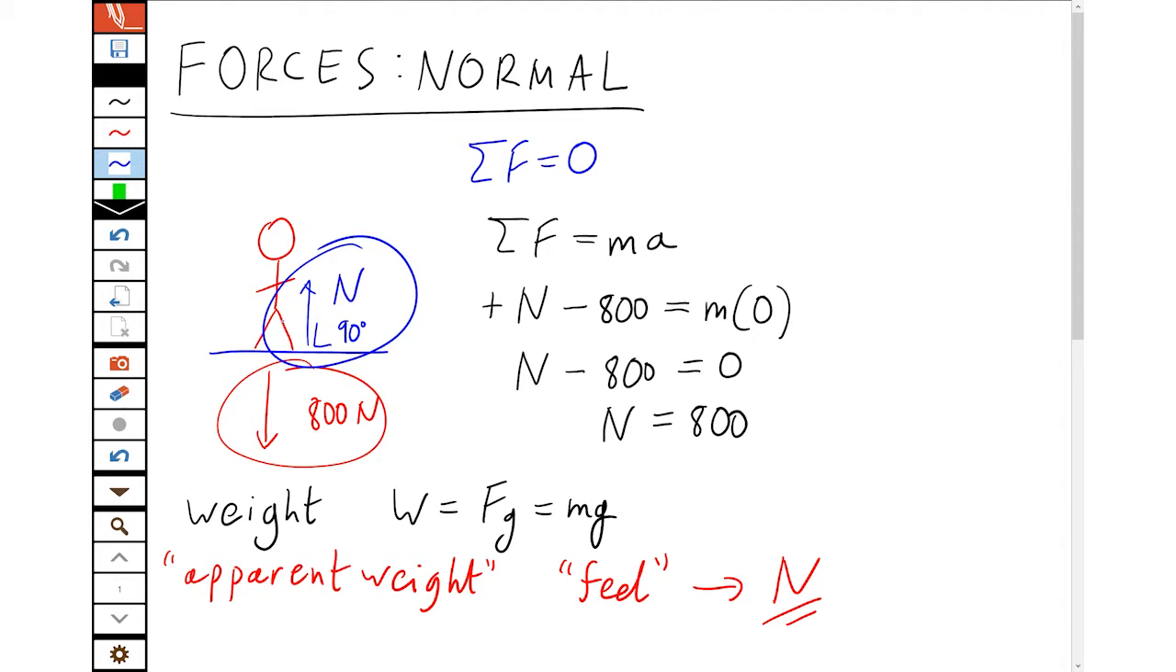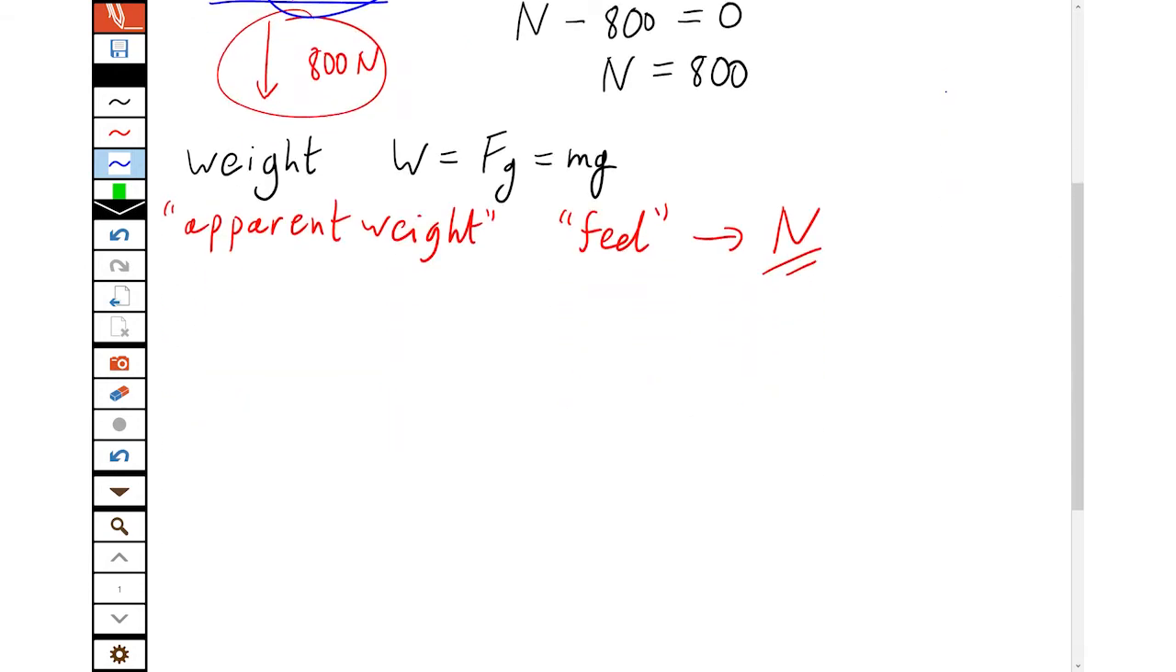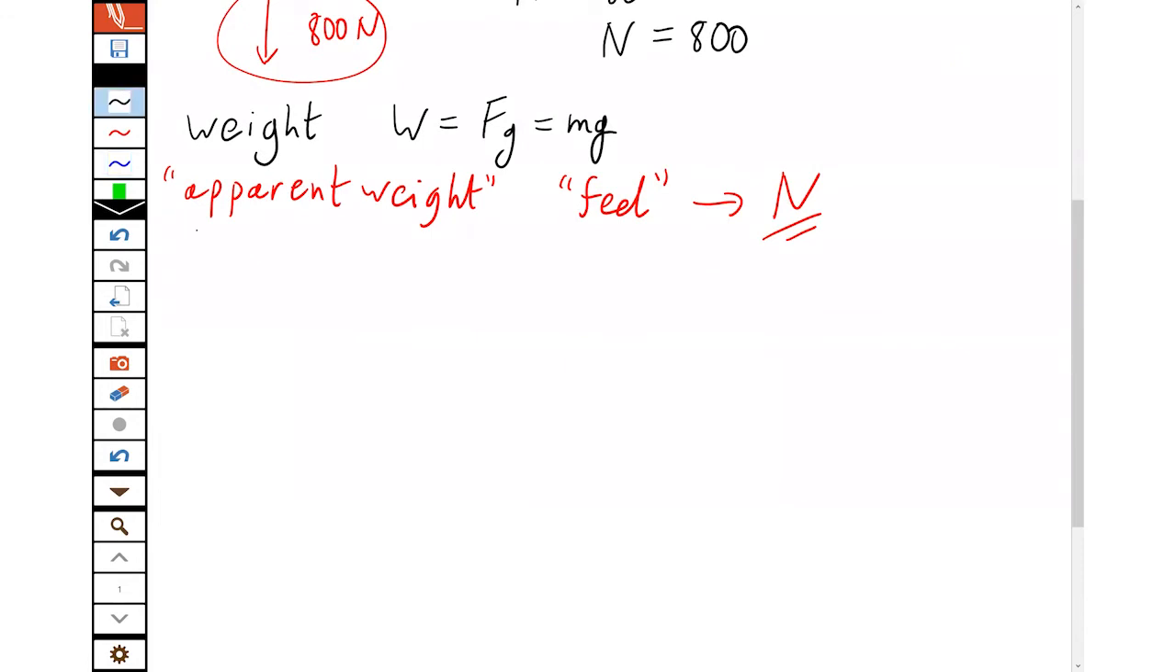And that's why if the normal force changes, you can feel heavier or lighter for a second. You might have experienced this, for example, on a roller coaster, on a car going over bumps, or in the most famous example, in an elevator. If I'm standing in an elevator that's accelerating upwards, that means I'm accelerating upwards.